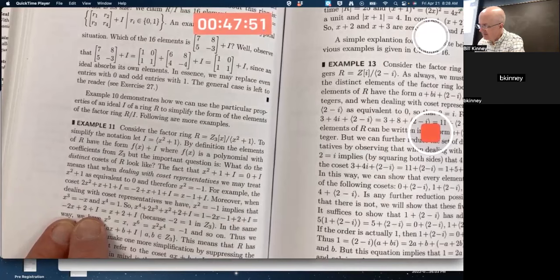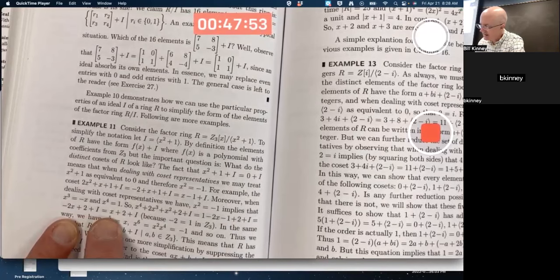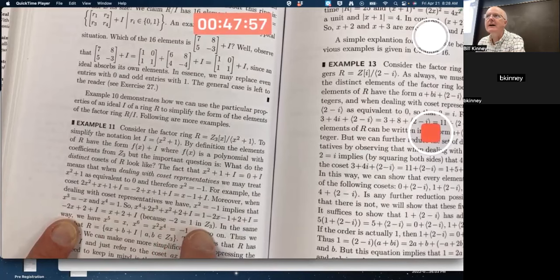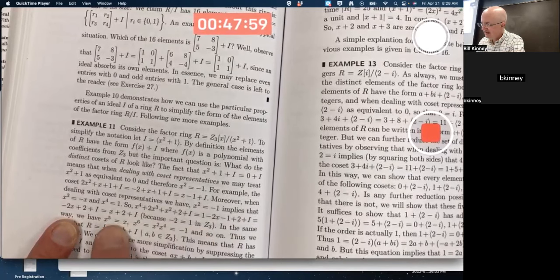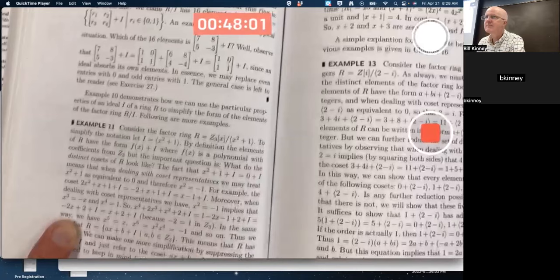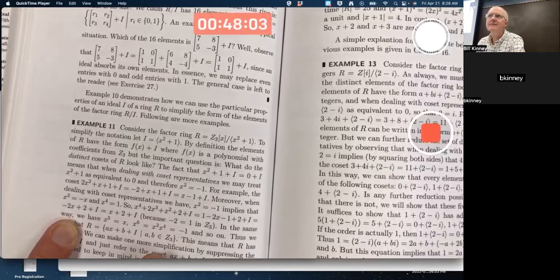And here the author did mod by 3 at the end. -2x got replaced by x, because -2 equals 1 in Z3. I don't know why the author did it there, but not there. Maybe an oversight on the author's part.